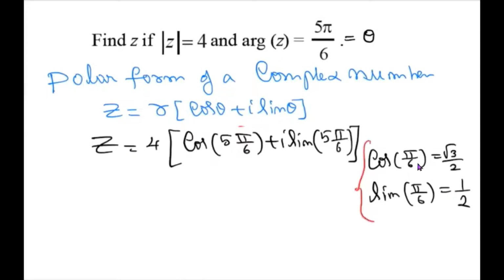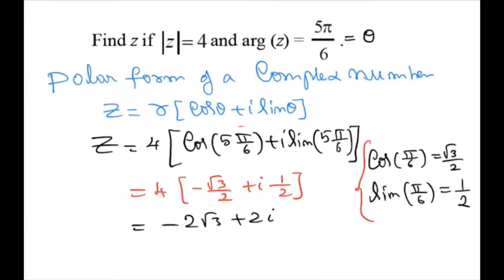We know that cos of pi by 6 is √3 by 2, sin of pi by 6 is 1 by 2. So here we need to find the value of cos of 5 pi by 6. Pi by 6 is 30 degrees, 5 times that is 150 degrees. 150 degrees lies in the second quadrant where cos is negative. So we can directly write minus √3 by 2. But in the second quadrant sin is positive, just write 1 by 2. So multiplying, we get minus 2√3 + 2i.